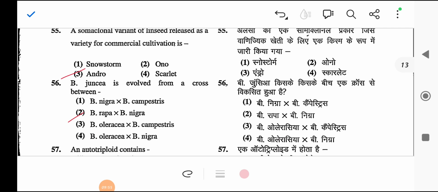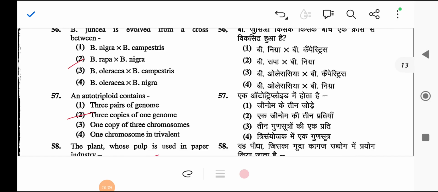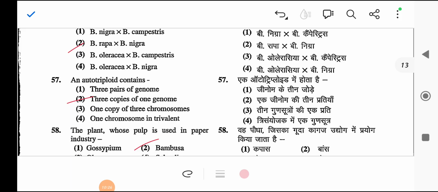Next is, Brassica juncea is evolved from a cross between... It is evolved from a cross between rapa and nigra, Brassica rapa and Brassica nigra. So Brassica juncea has AA and BB genome. So AA genome is coming from one species and BB genome is coming from the other species. So that is why Brassica juncea has AABB genome. Okay, it is a polyploid species. Okay, next is, an autotriploid contains 3 copies of one genome.